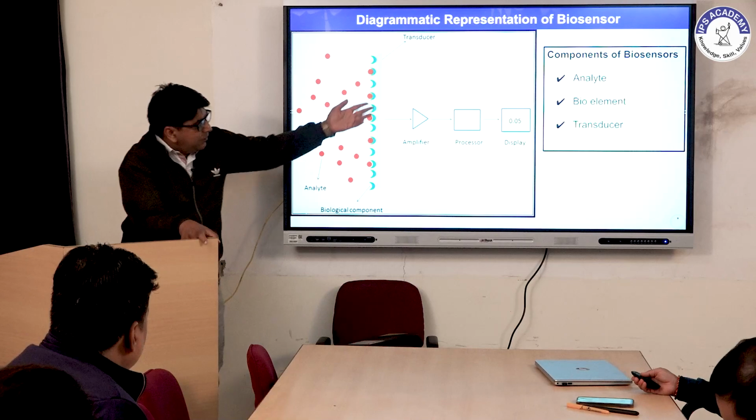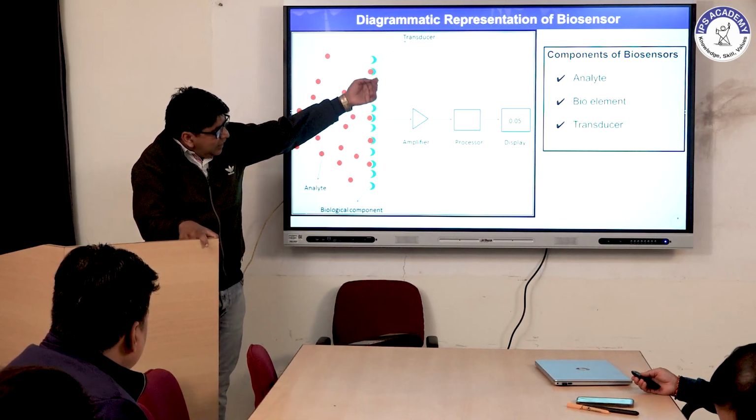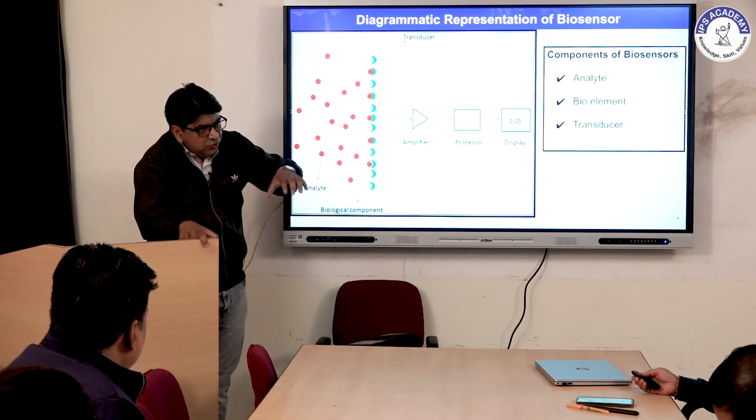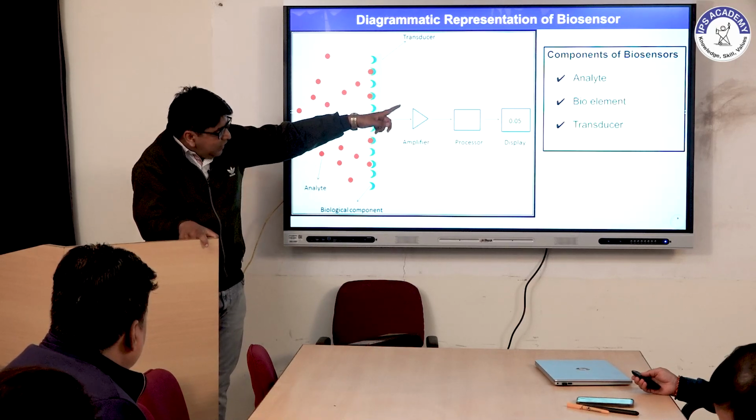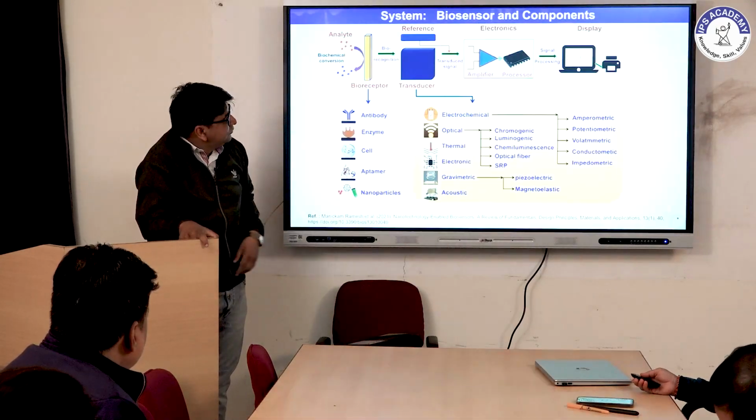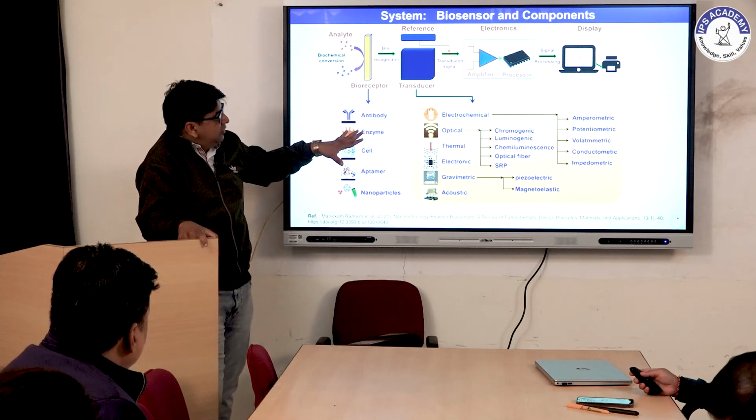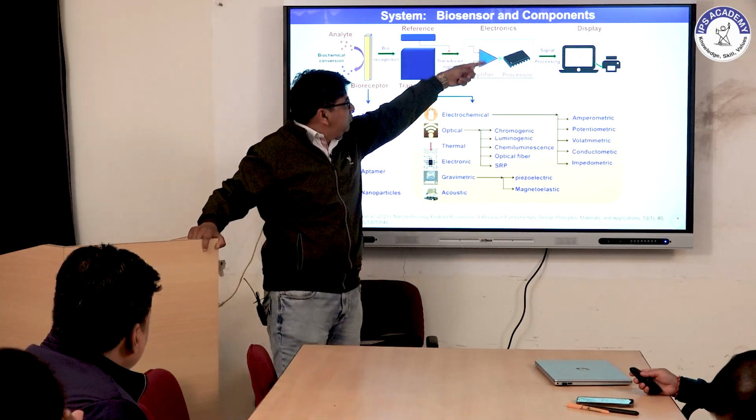That is the main component of the biosensor. As I said, the analyte and the bioelement, which we place onto the sensor, and the transducer. Come to the next slide. That is the one picture in which our main intention is to discuss this electronics part.